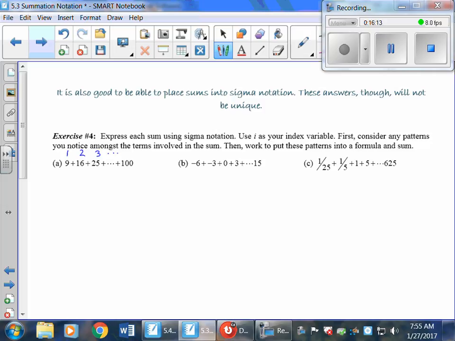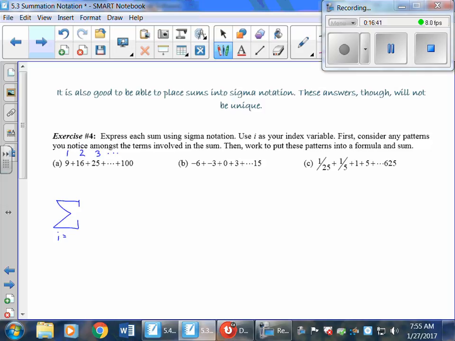So sigma notation looks like that capital E. I know it looks funny. And use an index. I like using I, but you can use K, you can use J, you can use A. All right, so we have I starts at, and now we have to figure out a way to put these together with our index. Now, the beautiful thing about this is I'm looking at this, and I don't really have anything that relates 1, 2, and 3 with 9, 16, and 25.